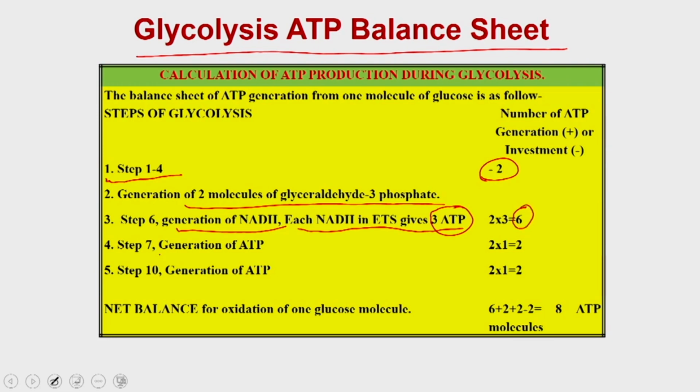Then in step 7, when there is a loss of phosphate, you are going to generate 2 ATP, and in the last step, when the pyruvate is being generated, you are going to generate another 2 ATP.